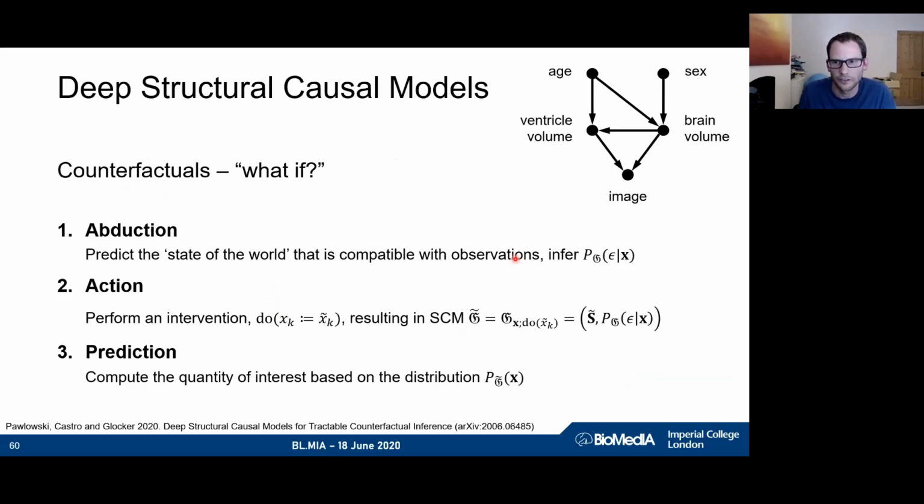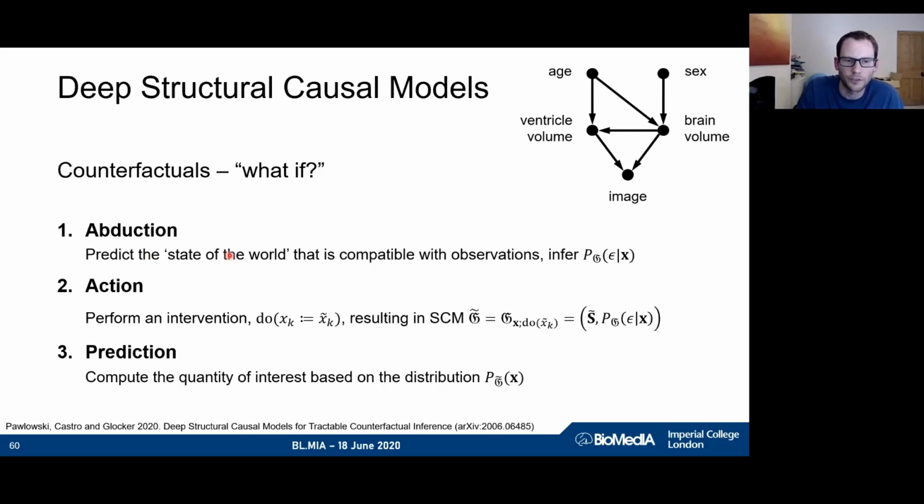But the nice thing, and this is different to, let's say, other probabilistic models, is that with the causal model, you can now do counterfactuals. So you can produce data points that are answering these what-if questions. You take your structural causal model with all your learned parameters for the mechanisms, and then you follow three steps. The first one is an abduction step. If someone gives you a brain scan of a person, and it's fully observed, so you know the age, the sex, the ventricle volume, and the brain volume. We can talk about how we get them, but in this assumption, it only works if everything is observed.